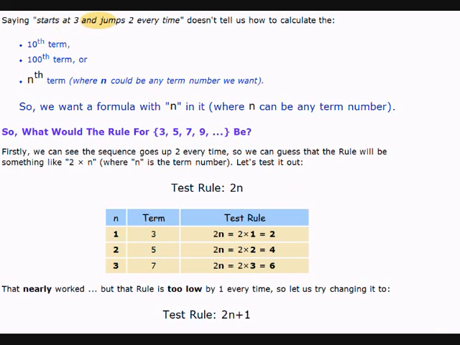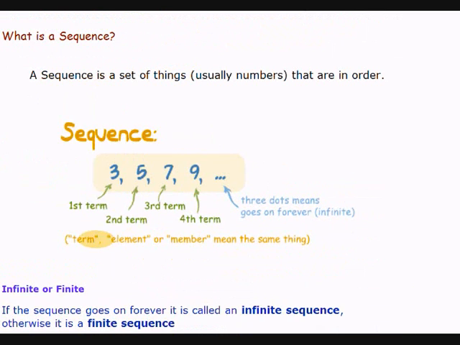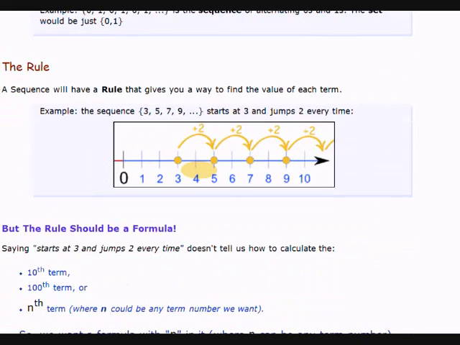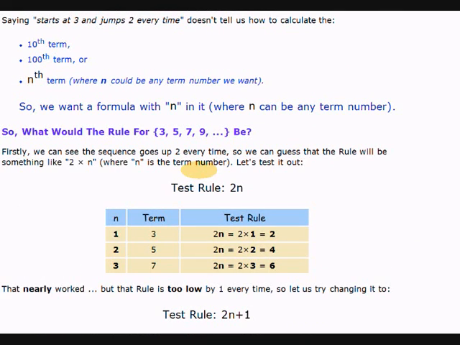Saying it starts at 3 and jumps by 2 every time doesn't tell us how to calculate the 10th or 100th term, or in general an nth term. So we are going to devise a formula, a method, to arrive at any general term. A term is nothing but an element in the sequence, any term. It could be this term. How to find this term in the sequence? It could be any term for that matter. How to find the formula?